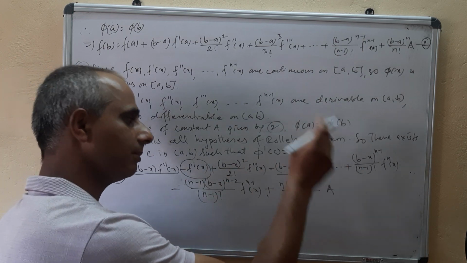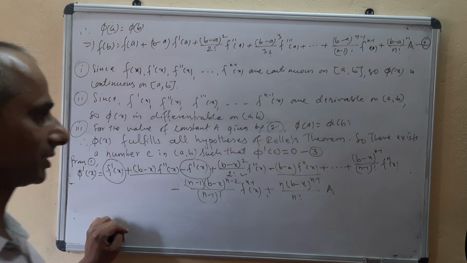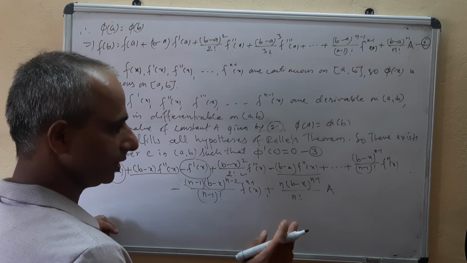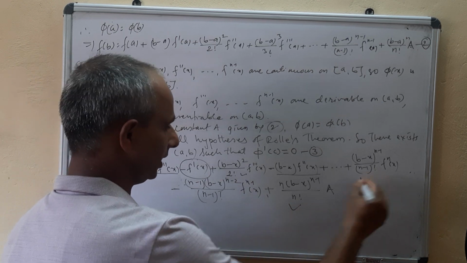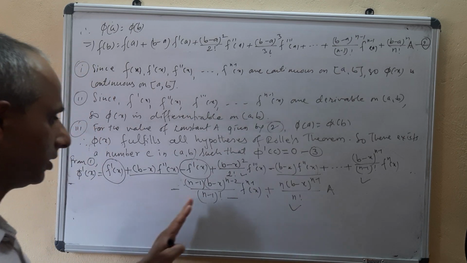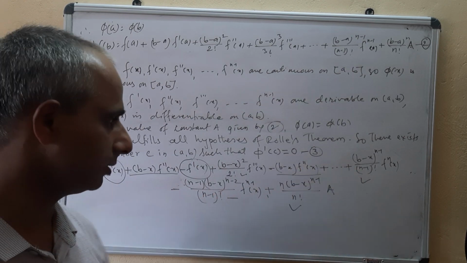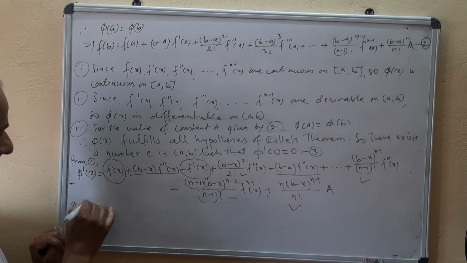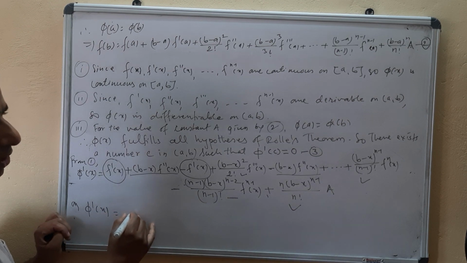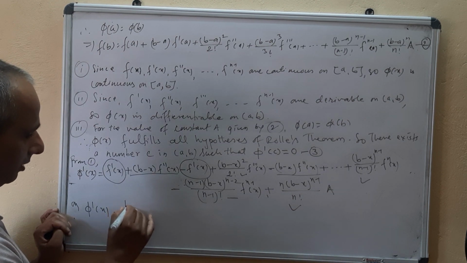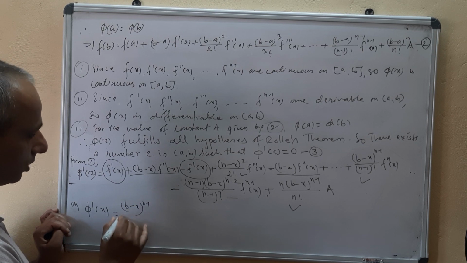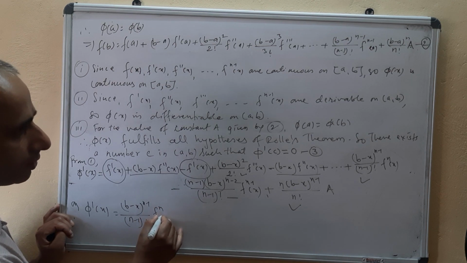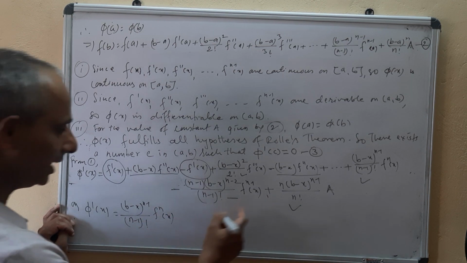The term that comes immediately after this one, this term also will be cancelled, isn't it? So here only two terms will remain, the last term and the third last term, and this term also will be cancelled with the terms that come previous to this term, isn't it? So you'll have here phi dash x like this. Phi dash of x equals, you'll get (b minus x) whole power n minus 1 upon n minus 1 factorial f n of x, and the last term is plus.